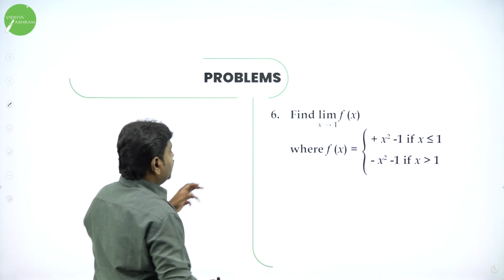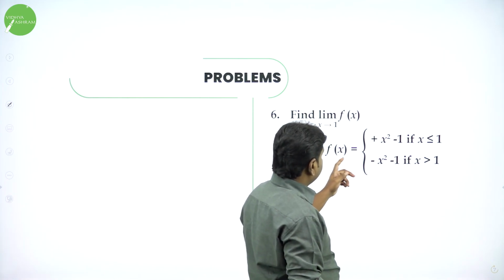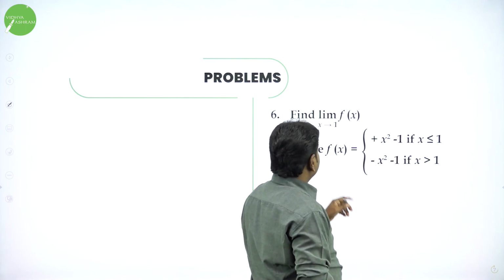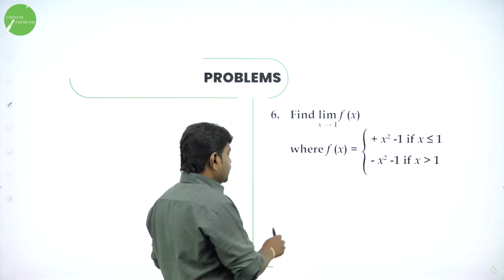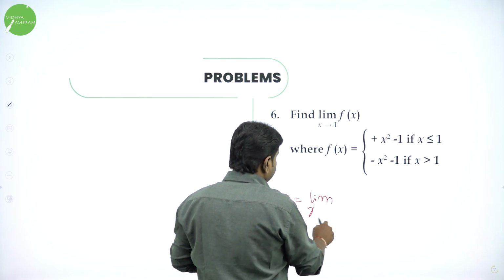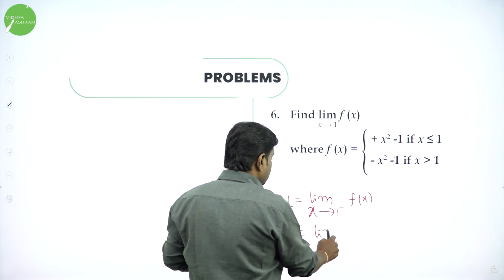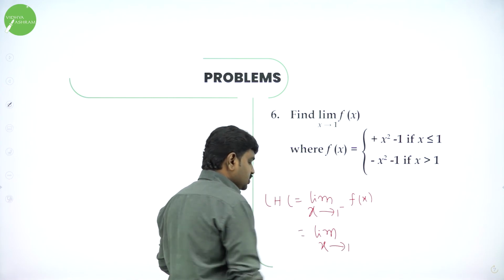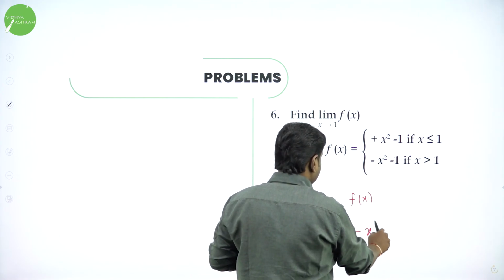So next, limit x tends to 1 f of x. They want where f of x has two values. So you can see when the function is having two values, you should apply LHL and RHL. So first I'll find LHL. What is LHL? Limit x tends to 1 minus f of x. What is meant by 1 minus f of x? It is the same as limit x tends to 1. 1 minus means choose the function when x is less than 1.